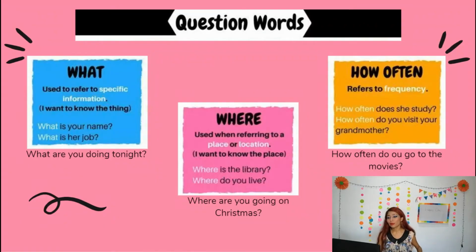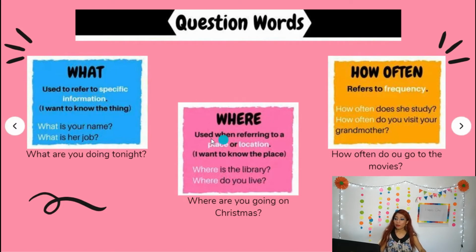So today we're going to review the question words. I bet you remember this. The question words that we are learning in these units are what, where, and how often. Remember that I told you there are some others that are super common, but in this unit we are only going to learn these three. What is used to refer to specific information. For example, what is your name? What is her job? I added another one that says, what are you doing tonight?